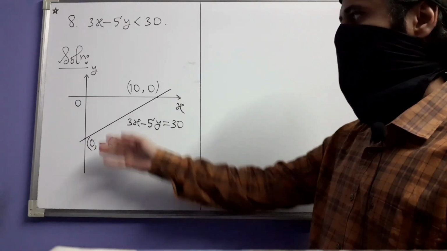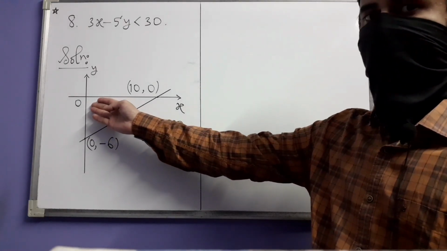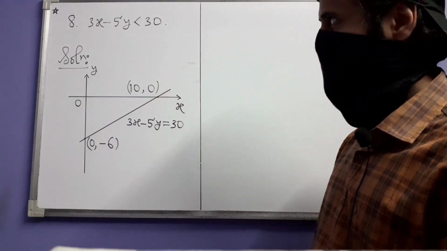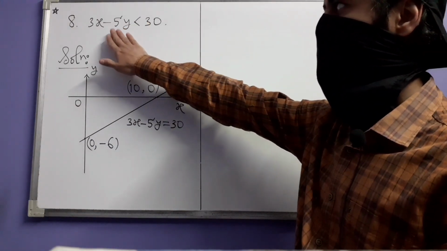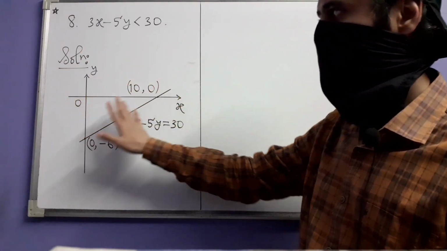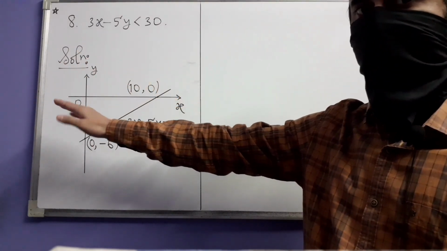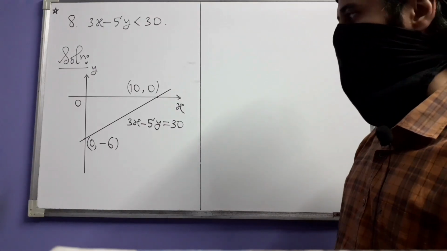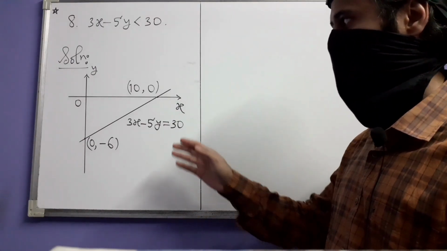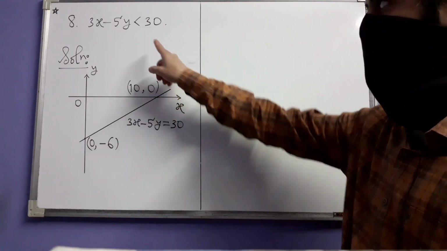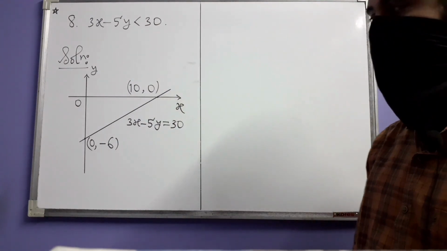Alright. And then you substitute the coordinates of the origin in the inequality, 0 and 0. And yes, that is satisfied because 0 is less than 30. So this half plane, the upper half plane which contains the origin, would be the solution set. And this time, unlike the previous one, the points on the line will not be part of the solution set because we have a strict inequality.